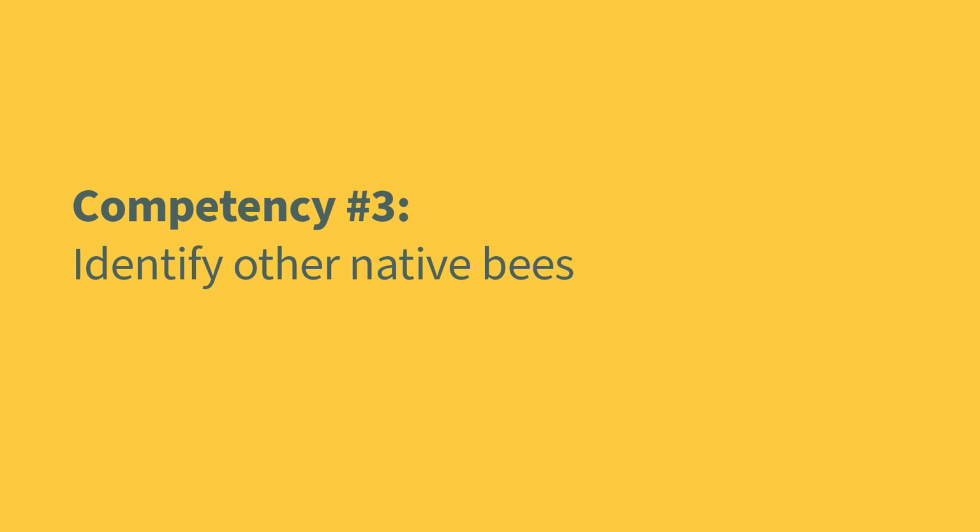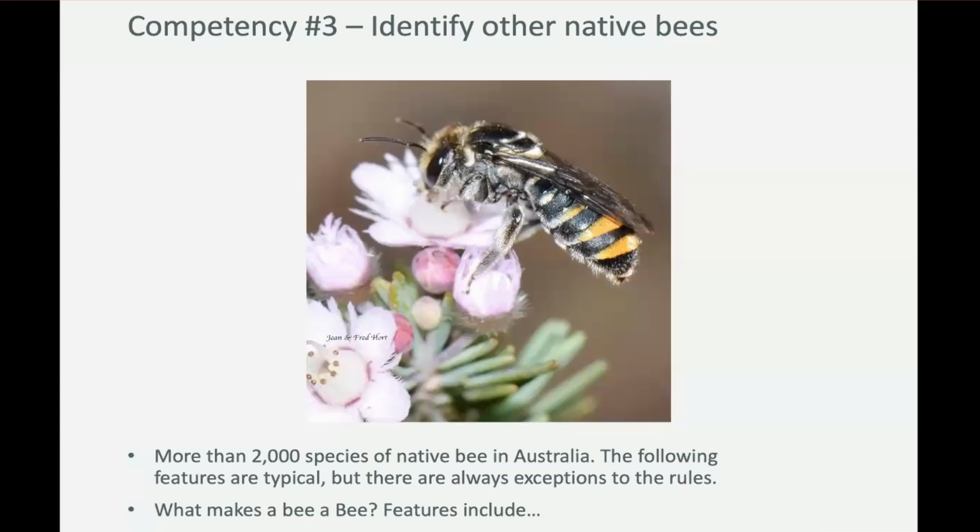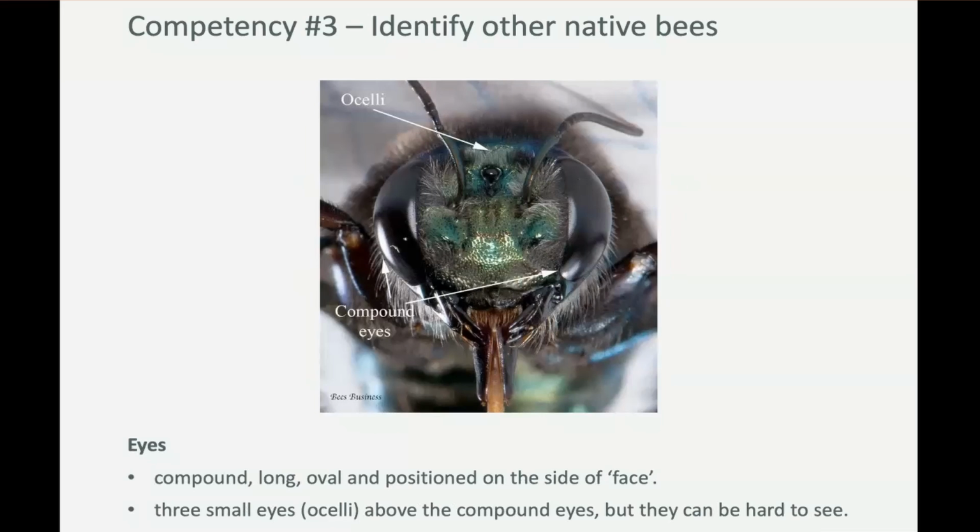Competency 3, the other native bees. Australia has more than 2,000 species of native bee. The following features are pretty characteristic of most of our native bees. And so what makes a bee a bee? Bees have got 5 eyes. Did you know that?